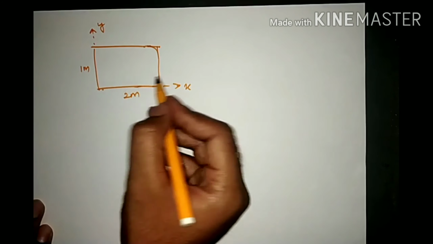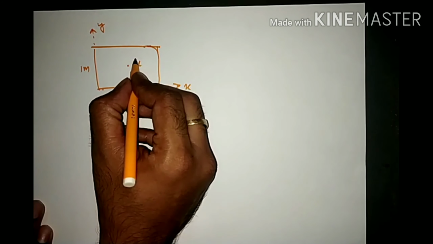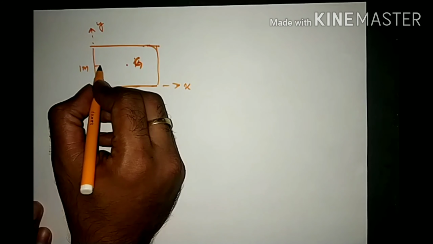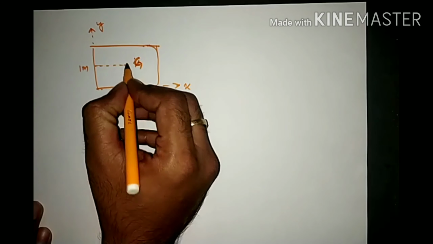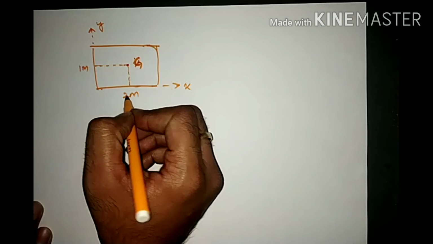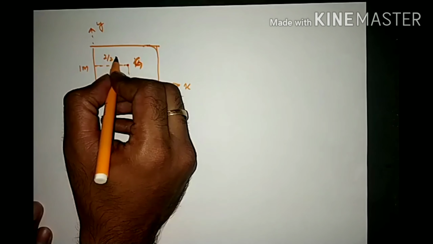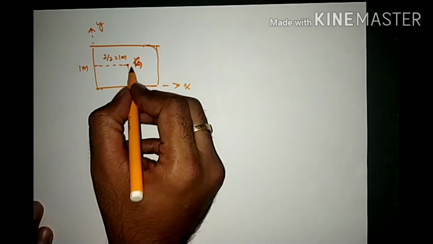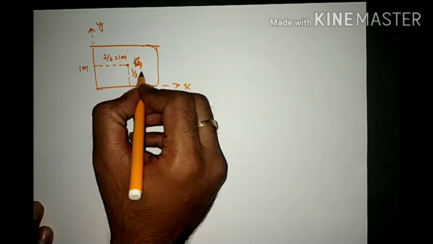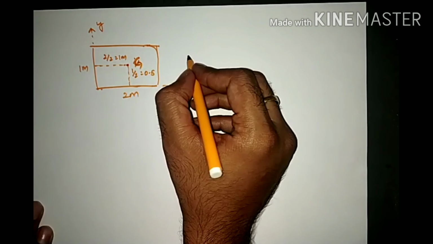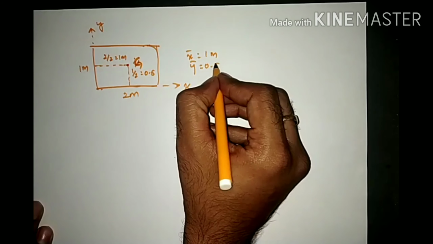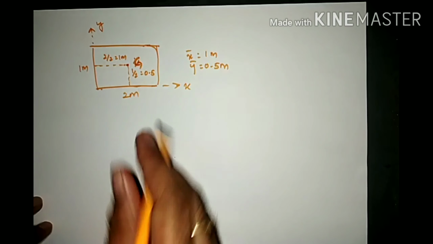Now what is the centroid? This is the centroid, G. This is the distance we have to find out. As per the formula, it is b by 2. What is b? 2 by 2, that is 1 meter, and this is h by 2, where height is 1 meter, so 1 by 2, that is 0.5 meter. So x bar is equal to 1 meter, and y bar is equal to 0.5 meter for this rectangle.